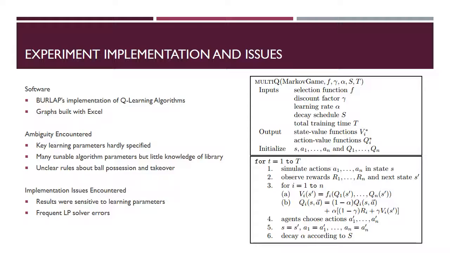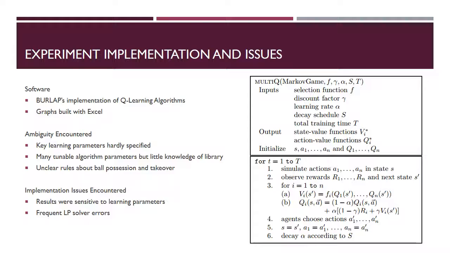To do this, I implemented the game and used Burlap's implementations of these 4 Q-learning algorithms, and then outputted the results at every 10,000th iteration, and then plotted it in Excel.